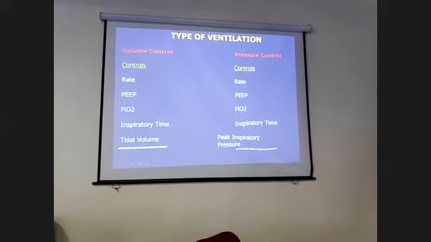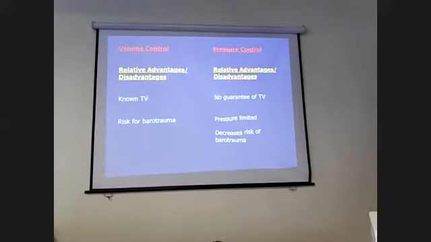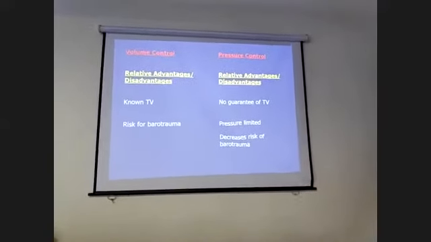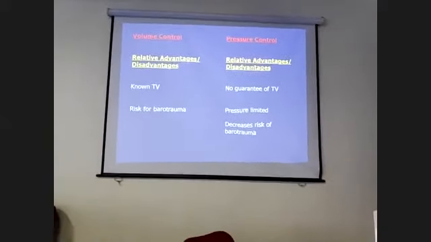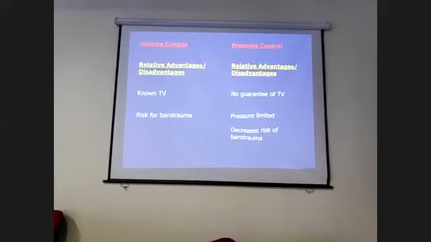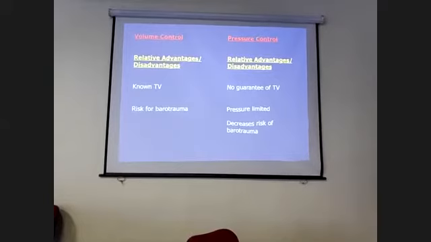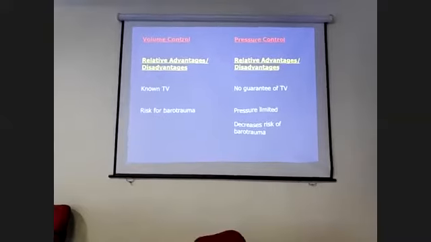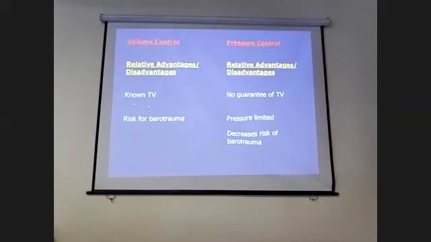Now, another important thing is what the advantages and disadvantages are. Many a time they say, yeah, volume control is not good. Somebody says, oh, pressure control is not good. But if you see, both are good in some manner, both are bad in some manner. But we have to identify. As a consultant, as an intensivist, we need to identify which mode, volume control or pressure control, is going to fit this particular patient, whichever patient you are dealing with. So, relative advantages and disadvantages. Here you know the tidal volume which you are giving.